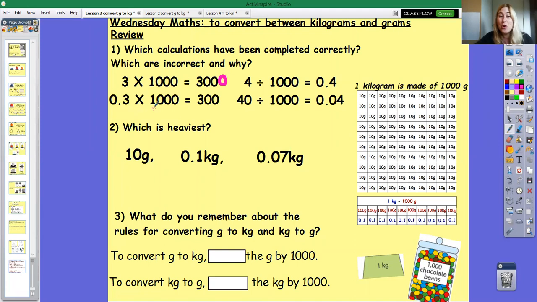Okay, what about this one? Hopefully you spotted that this one was correct. So the 3/10 have moved 3 places to the left. So into the ones column, the tens column, and they've ended up in the hundreds column.